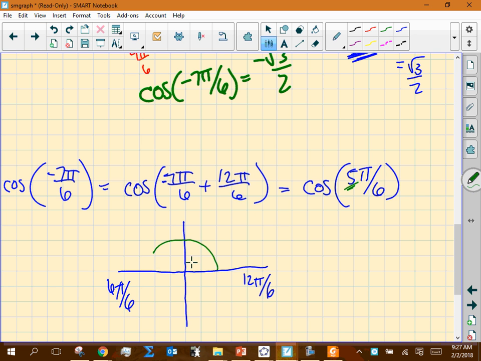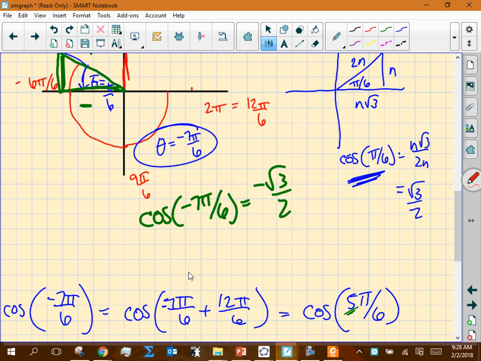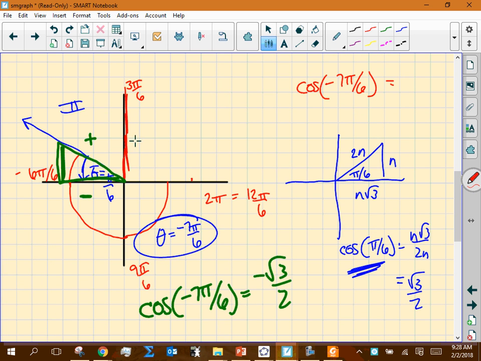So maybe my ray is right there. So that's theta. What would theta bar be here to get to there? It'd be pi over 6 again, right? Do you see that picture right there is exactly the same result as that picture right there? It's just we viewed it going counterclockwise instead of clockwise.